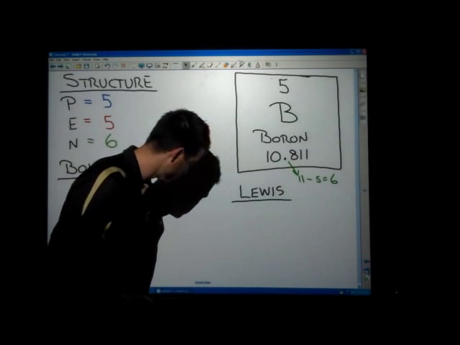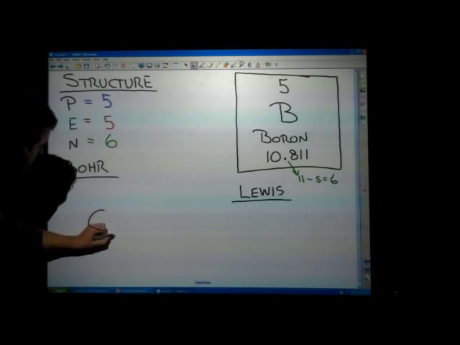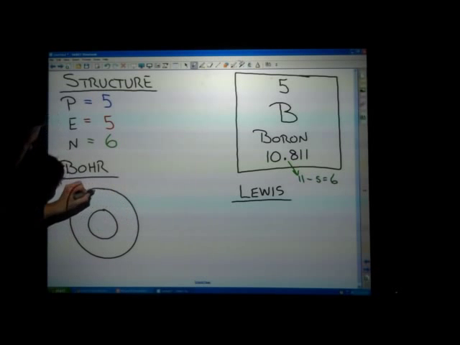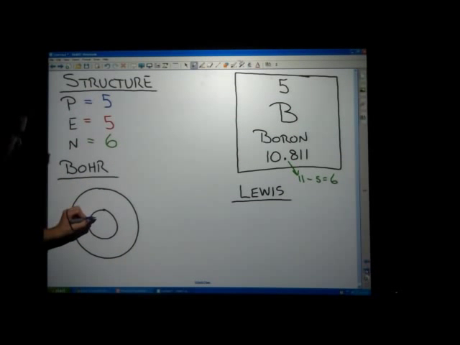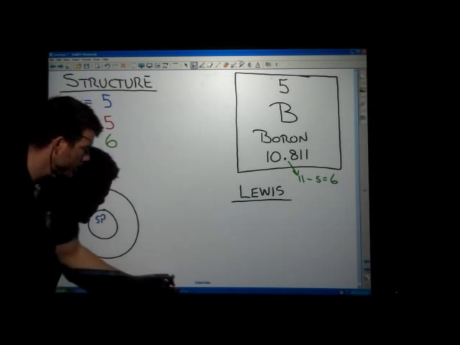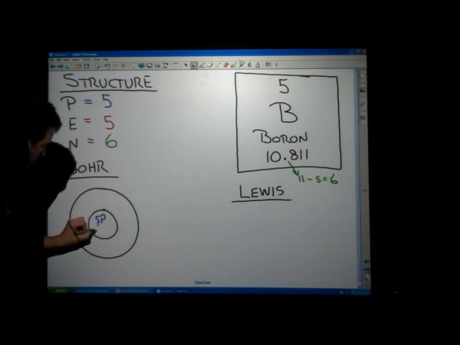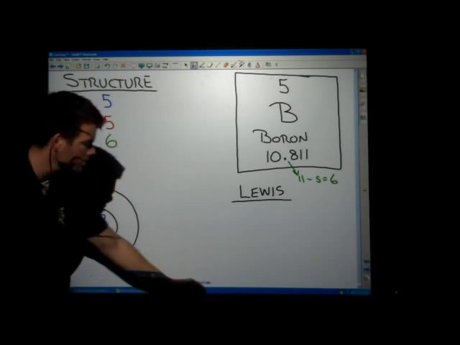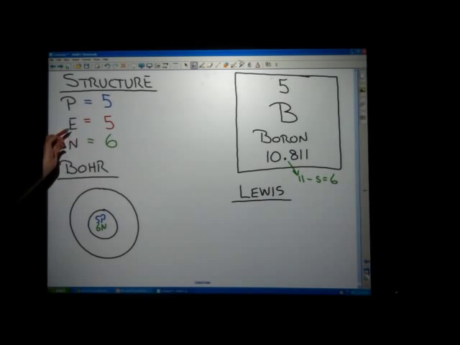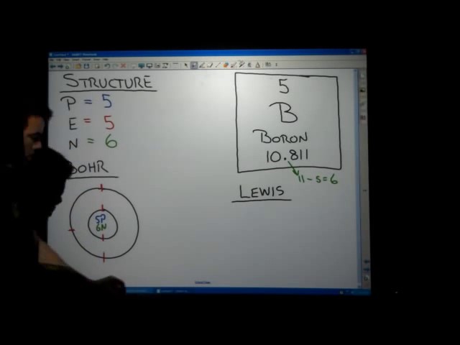To draw the Bohr model, I'll just start by making 2 circles. I know that I have 5 protons, 6 neutrons. So in the center I'm going to put 5p and 6n. 5 protons, 6 neutrons. And I know I need to draw 5 electrons. My first shell can hold 2. 1, 2. I only need 3 more to get to 5. 1, 2, 3. 1, 2, 3, 4, 5. 5 electrons, 5 protons, 6 neutrons.